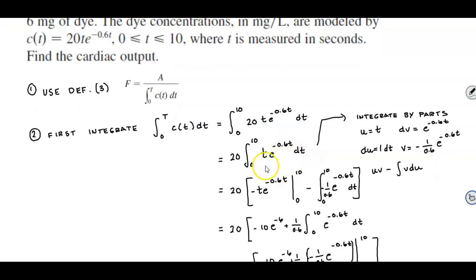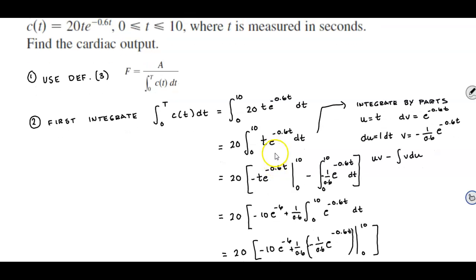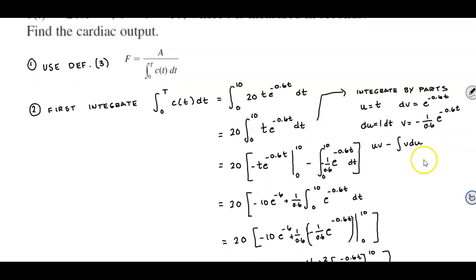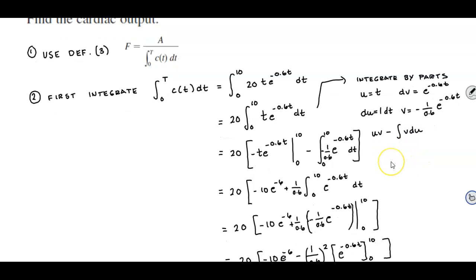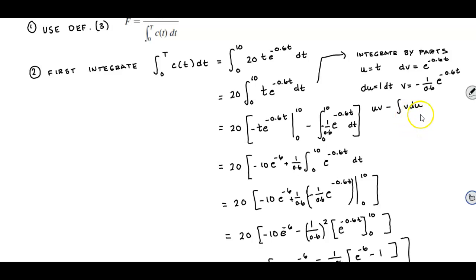And then what we're going to do here is integrate by parts. So we can factor out the 20 and then integrate by parts by letting u equal t, and dv is equal to e^(-0.6t). du is equal to 1 dt, and v is going to equal negative 1 over 0.6 e^(-0.6t). So now we're going to use the formula for integration by parts: uv minus the integral of v du. So we have 20 times negative t e^(-0.6t), evaluating from 0 to 10, minus the integral from 0 to 10 of negative 1 over 0.6 e^(-0.6t).